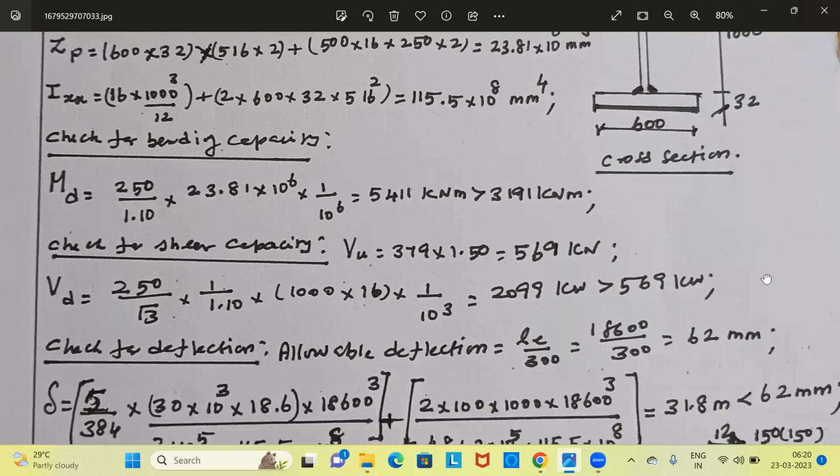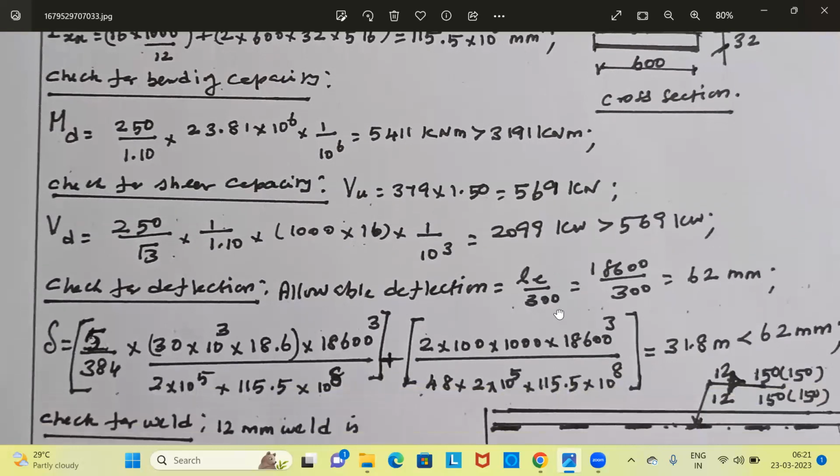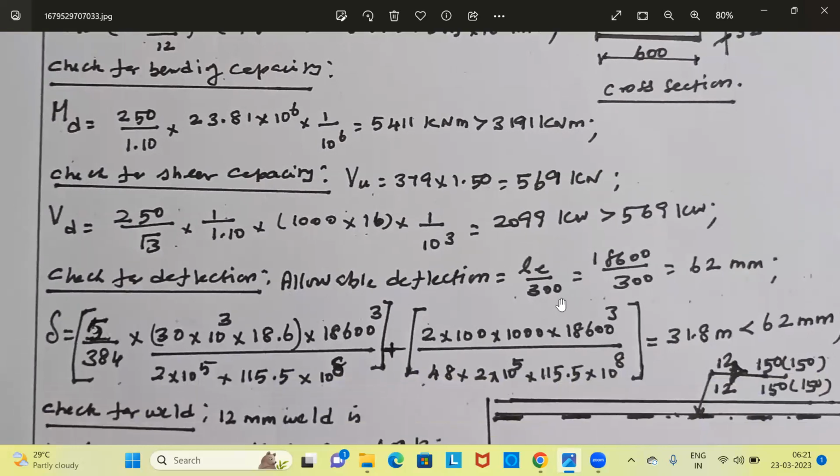Now we will check for deflection. The effective span is 18,600 mm and the allowable deflection is L by 300, that comes to 62 mm. Now the deflection should be calculated due to point loads as well as the uniformly distributed load. First, we will see what is the deflection due to uniformly distributed load.